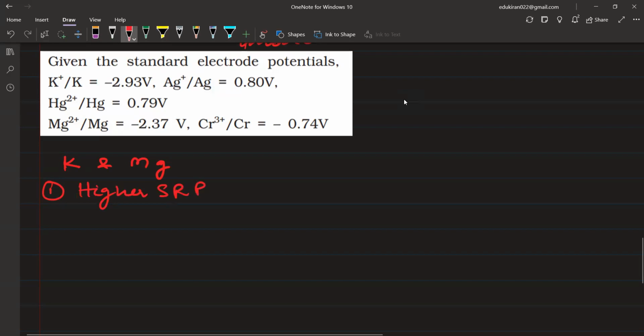Which has higher SRP, which is larger? Magnesium is minus 2.3, and potassium is larger in magnitude, right? Whose SRP is higher? Magnesium. So will magnesium act as anode or cathode? Cathode. Very good, cathode. What's remaining? Potassium. Potassium will act as anode.